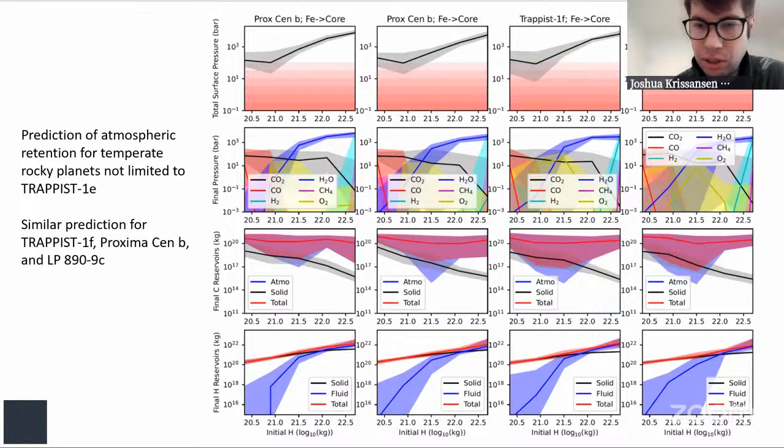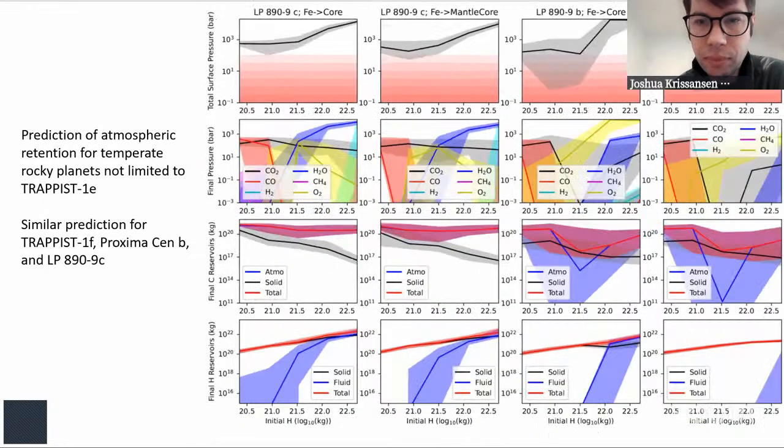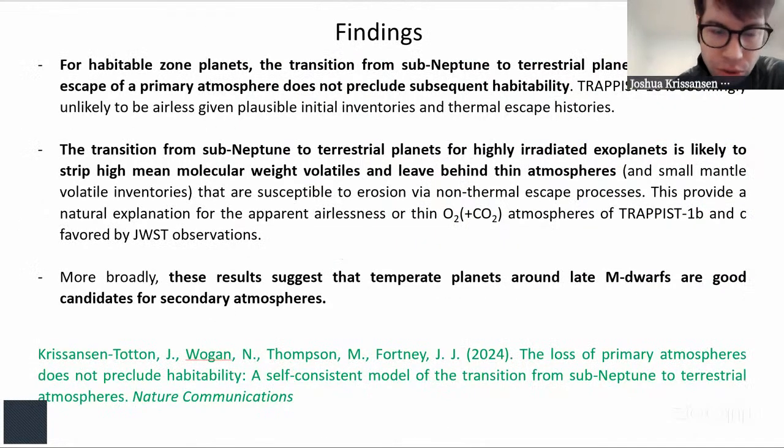Okay, I'm going to skip over this in the interest of time. This is just to show that you can repeat the calculation for other habitable zone rocky planets, Proxima Centauri, TRAPPIST-1f. You get similar conclusions. So this is the result from that calculation: for habitable zone planets, the transition from a primary atmosphere to a terrestrial planet via XUV-driven escape doesn't preclude subsequent habitability.